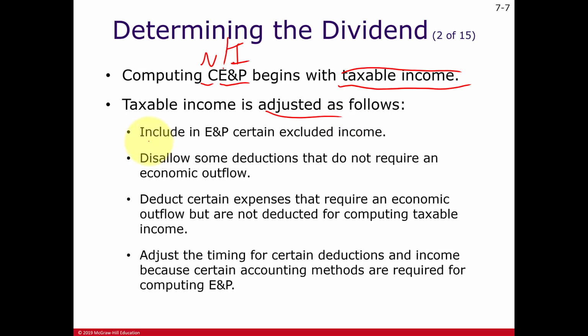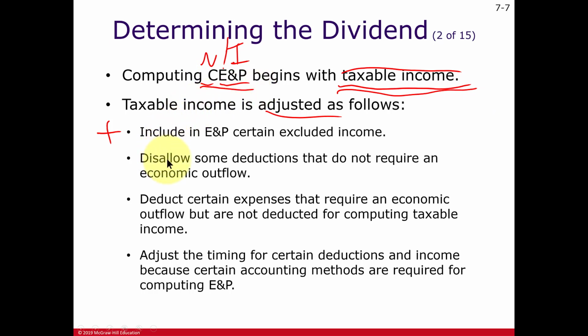Here it says to include income that was tax-free. So this is going to increase the taxable income, make it bigger to get to the current earnings and profits figure.